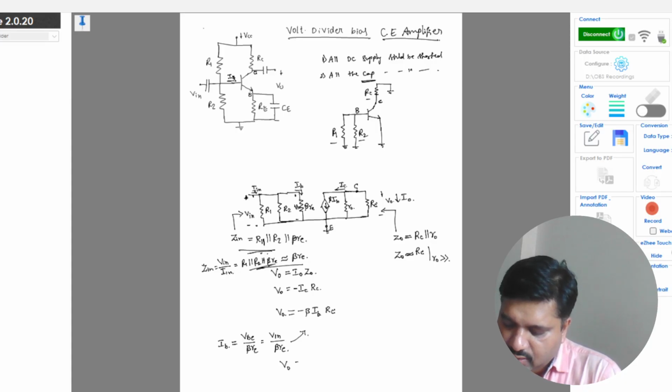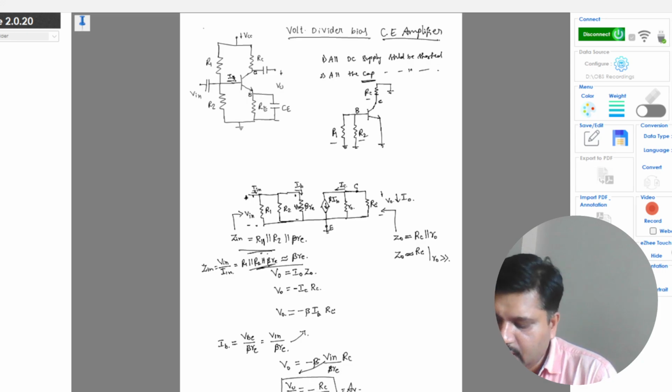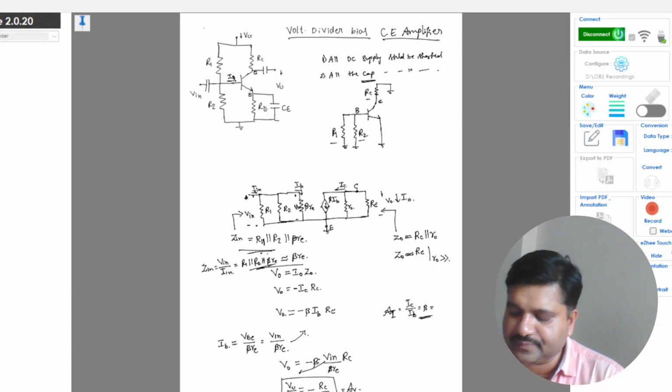we get V0 is equal to minus beta into IB, which is Vin by beta RE, into RC. So this will be equal to minus, taking Vin to the denominator, V0 by Vin will be minus RC by RE. So this is the voltage gain of the amplifier circuit. Okay, and the current gain AI will be IC by IB, which is beta. This itself will be the current gain.